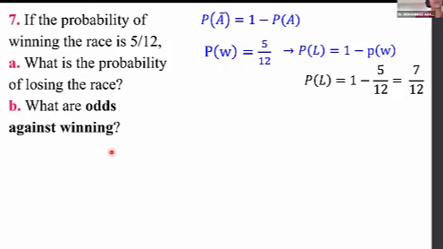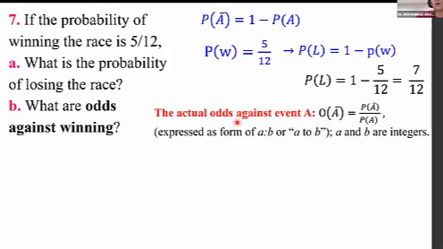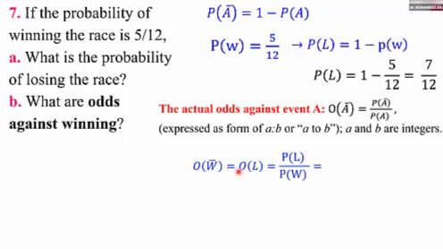What are odds against winning? It has a specific definition. The actual odds against an event A, we use O and we use A naught, is the probability of its complement over the probability of itself. We express it in this format, A colon B or A to B, and they both must be integers. Let's write the odds against winning, which is the same as, in essence, odds for losing. Probability of losing over the probability of winning.